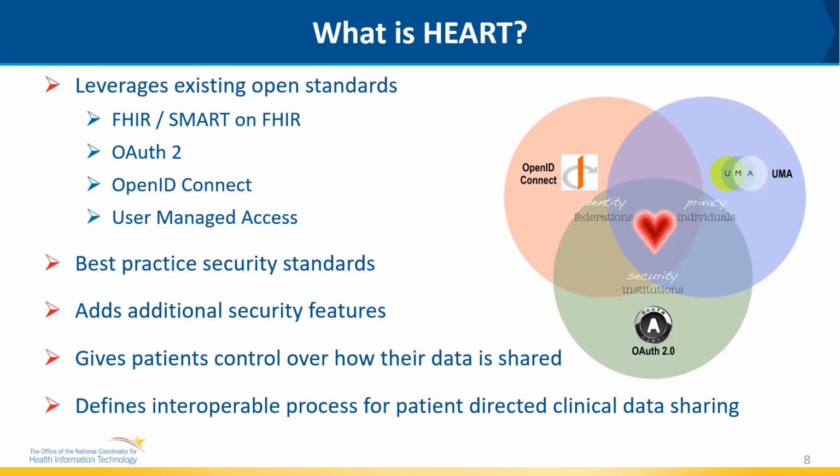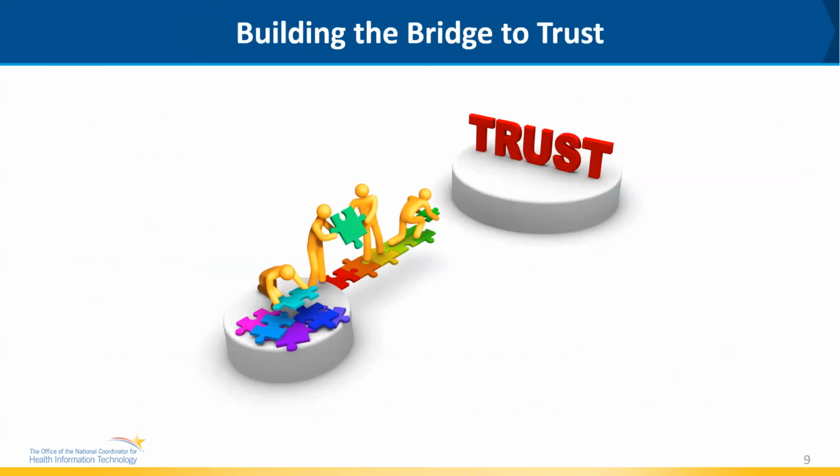HART leverages existing open standards and positions for evolving best practice security standards. HART profiles additional security features supported by OpenID Connect. It gives patients control over how their data is shared, and HART defines the interoperable process to exchange data consistent with those open standards. HART creates a protocol for managing both sharing of permissions and data, and it adheres to the highest levels of security and privacy. In the process, both patients and providers increase trust that the data is authorized and accurate.